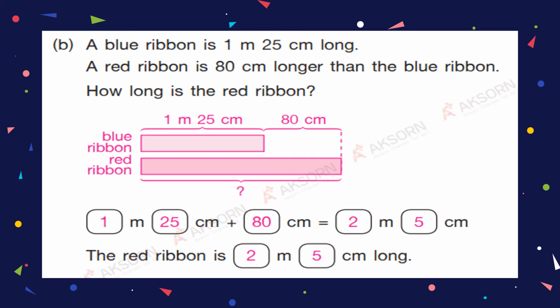Did you get it? Again, 25 centimeters plus 80 centimeters is equal to 105 centimeters. Since 100 centimeters is equivalent to 1 meter, we're going to add the 1 to the meters. So 1 meter will become 2 meters and 5 centimeters.